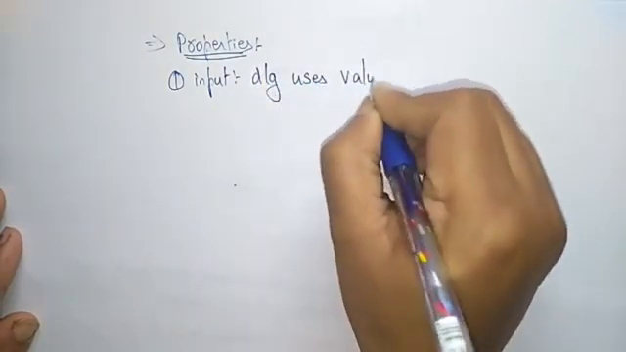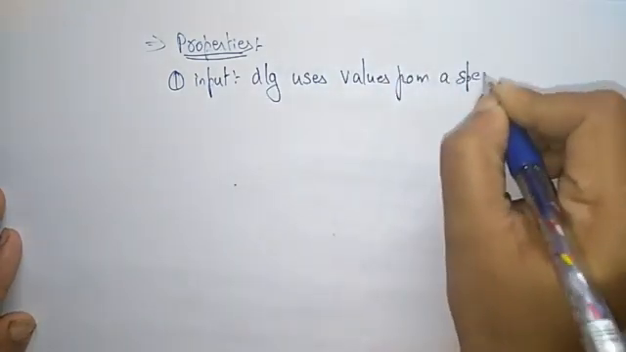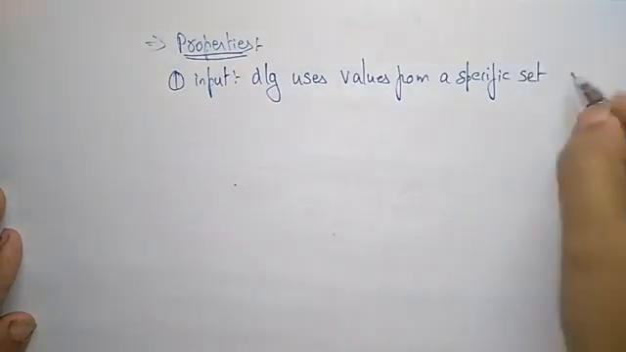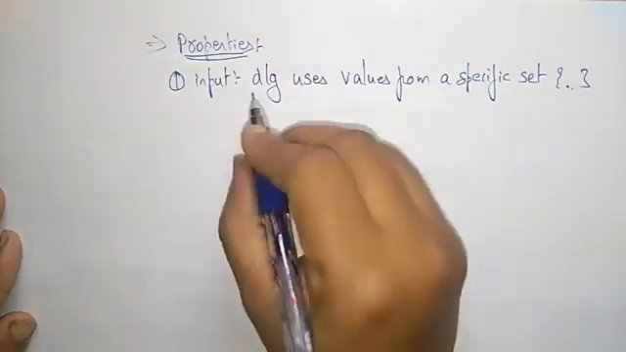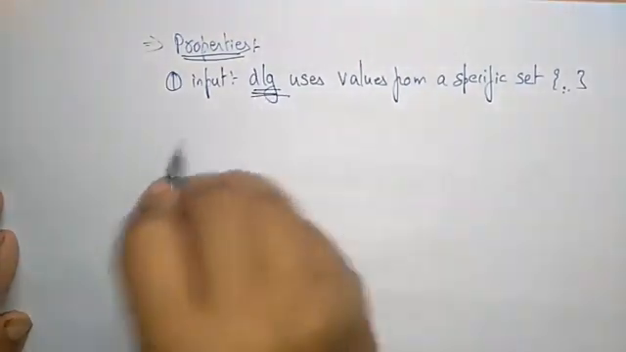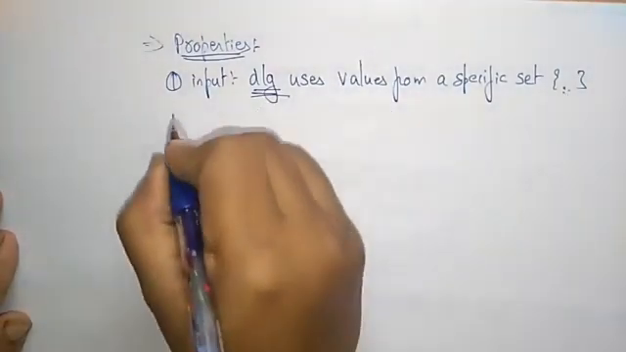the algorithm uses values from a specific set. Okay, it takes one specific set of items, those you call an input. These inputs will be used by the algorithm. So the algorithm uses values from a specific set. You call it as an input.